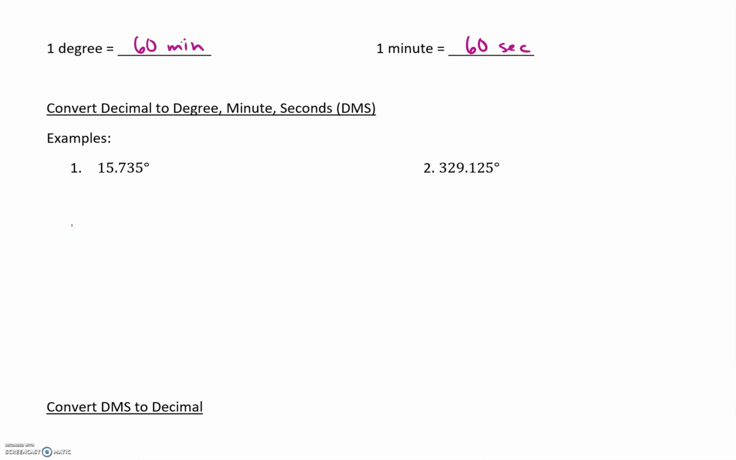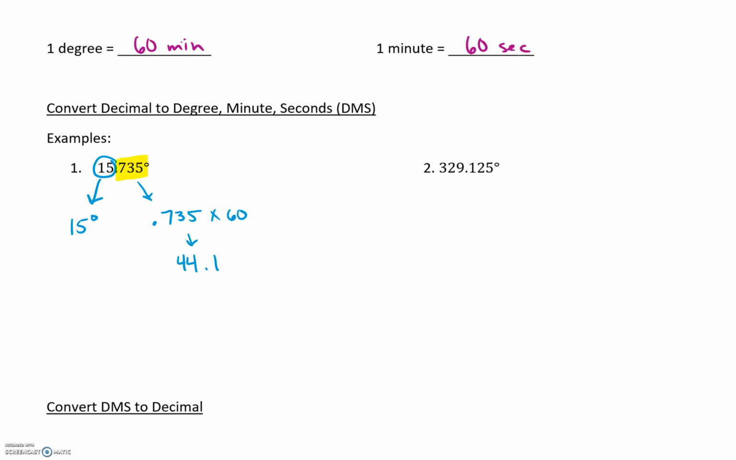So the first thing you're going to start with is your whole number. Your whole number is going to be the degrees. So there's going to be 15 degrees. Then you're going to take this decimal part right here, the 0.735, and I'm going to multiply it by 60. So if I take that real quick and multiply it by 60, you're going to get 44.1.